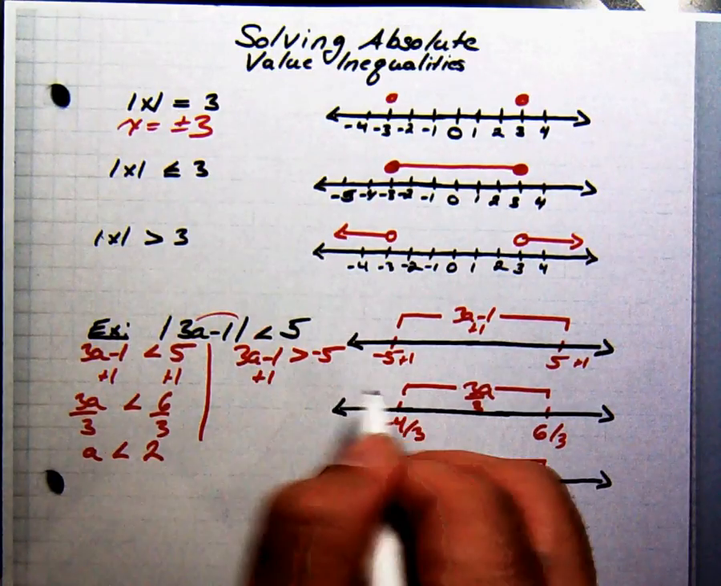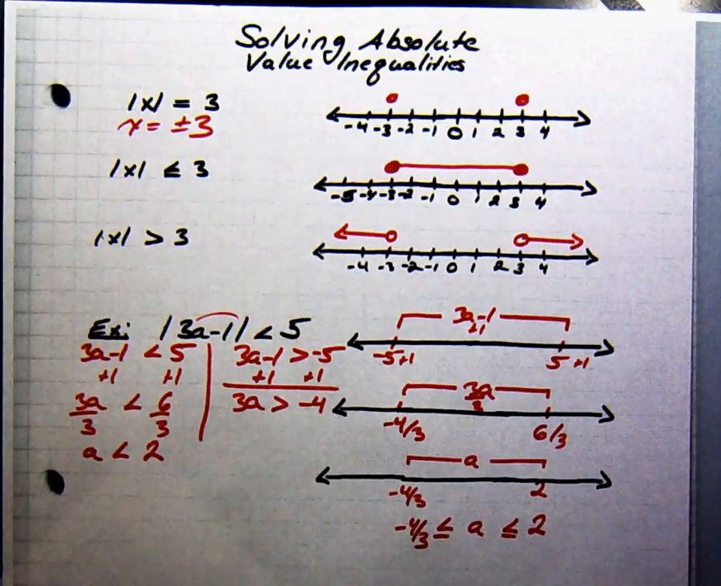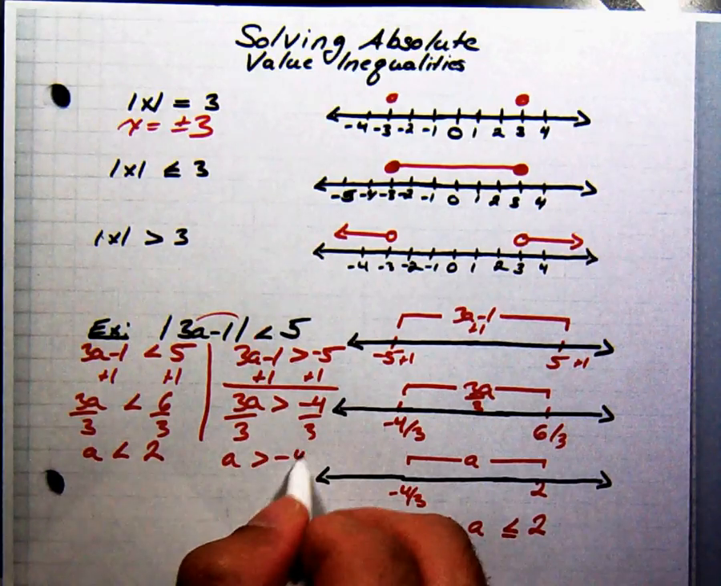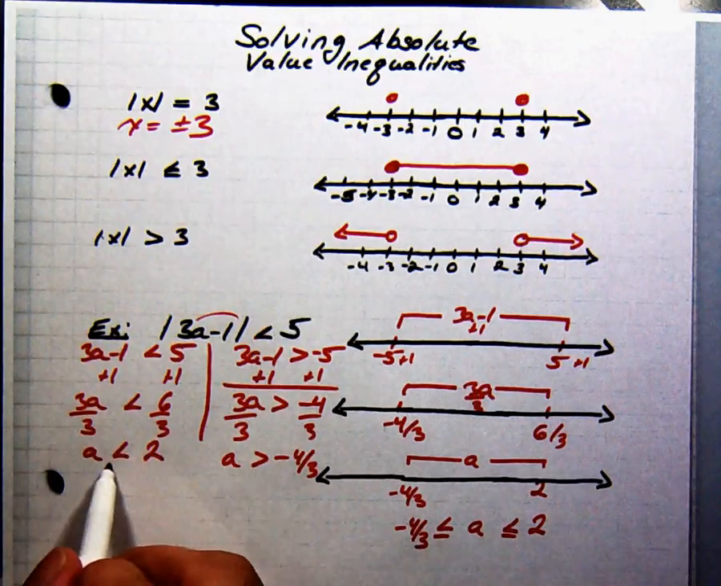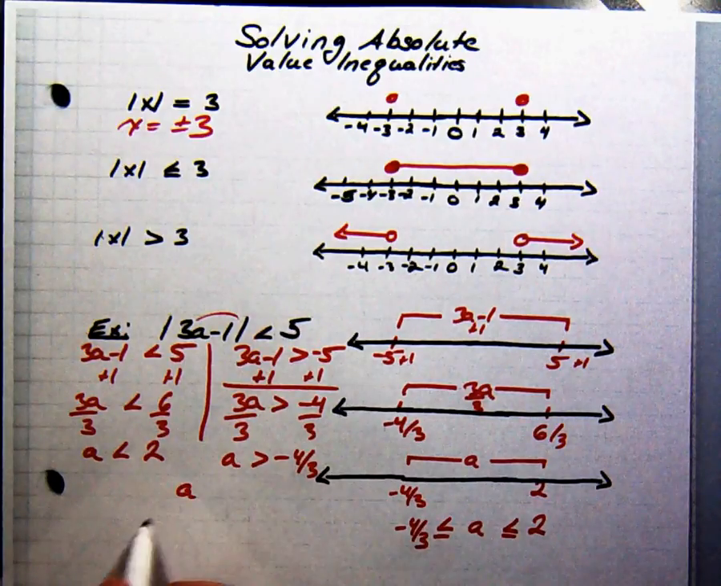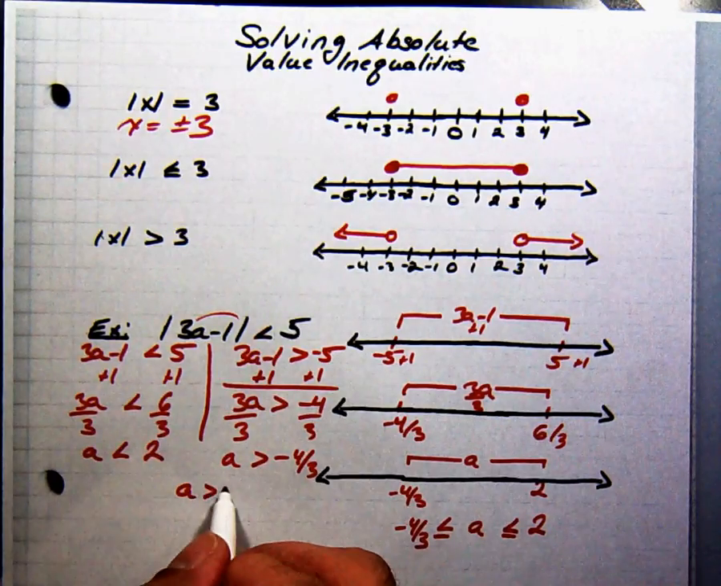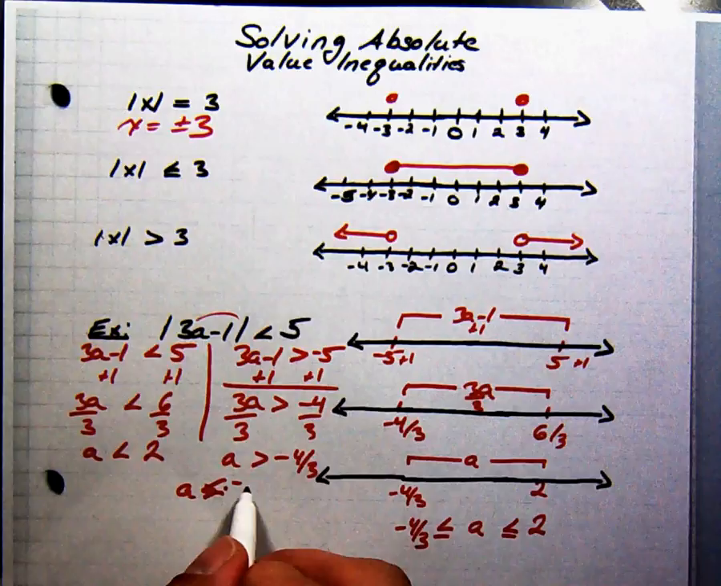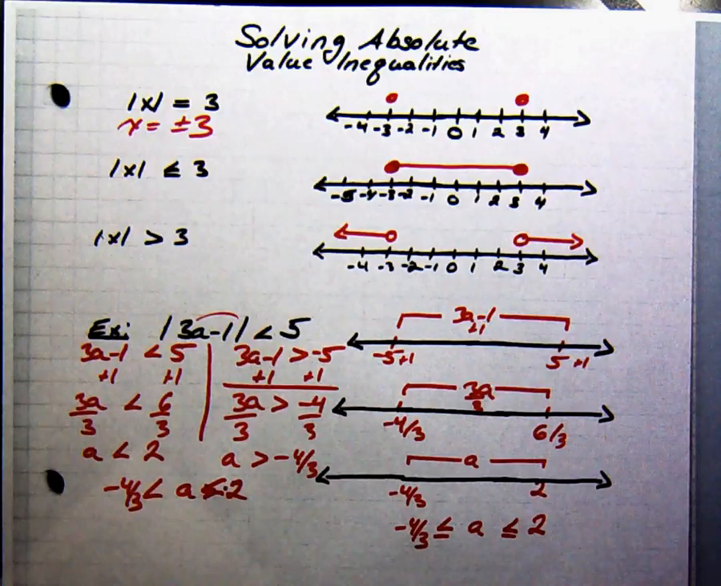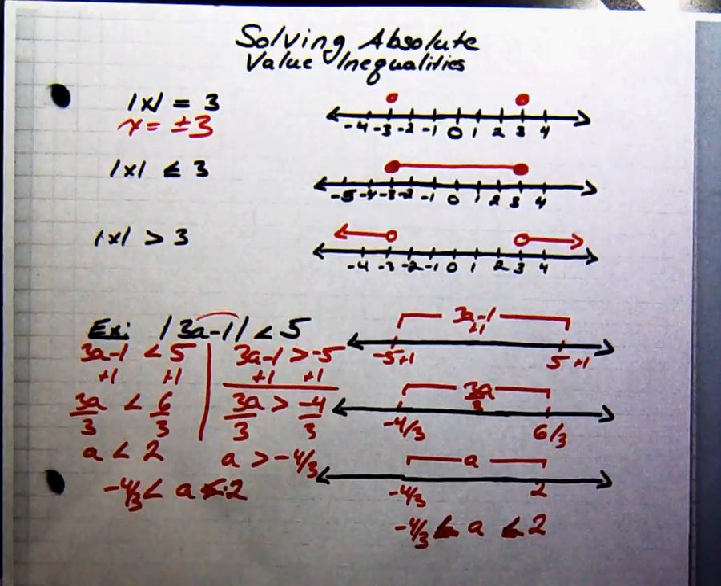Now we're going to do this one. We're going to add 1 to both sides and get 3a is greater than negative 4. And dividing by 3, we have a is greater than negative 4/3. So we have a is less than 2, and a is greater than negative 4/3. Okay. By the way, I messed up over here. I used equal to. These are both less than.